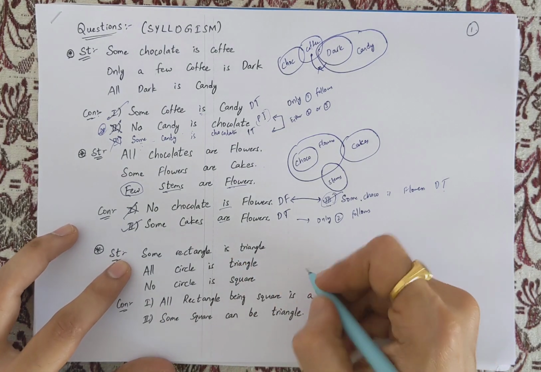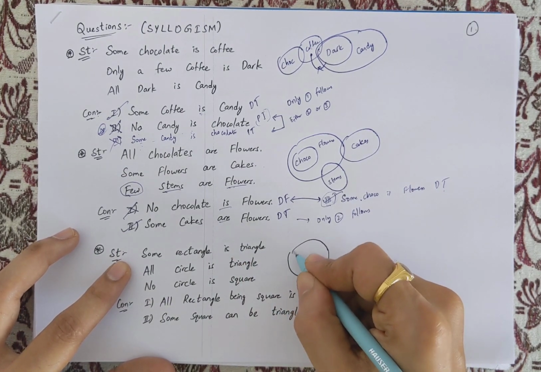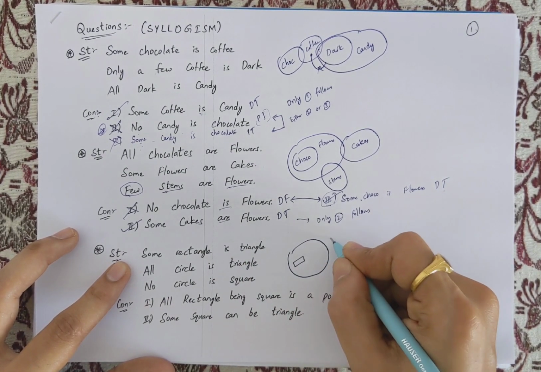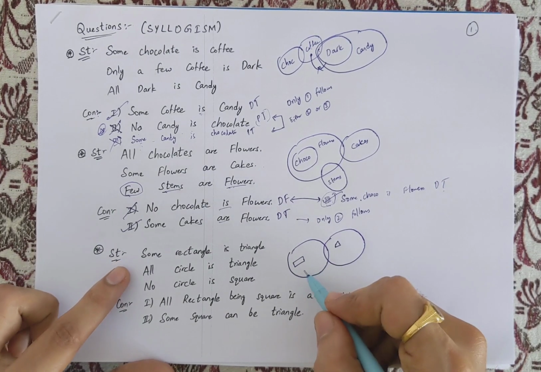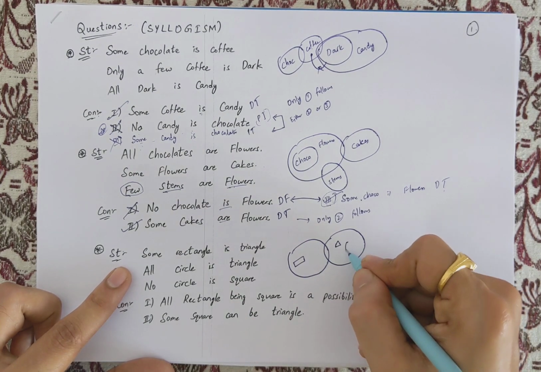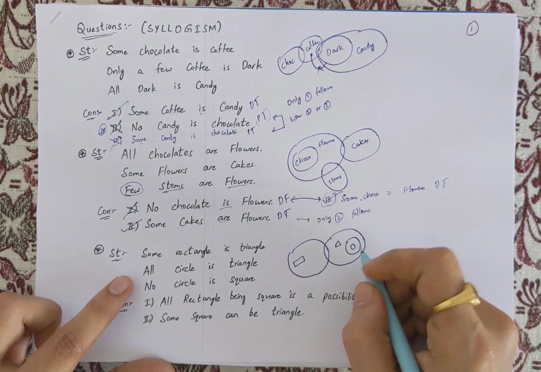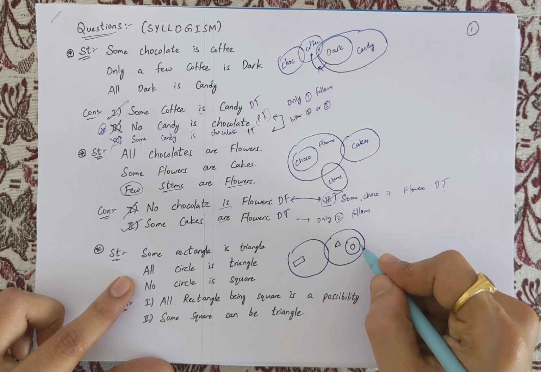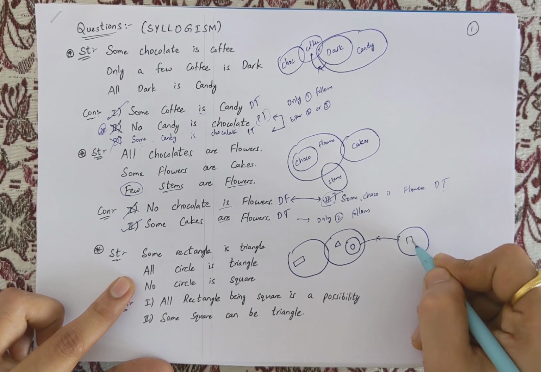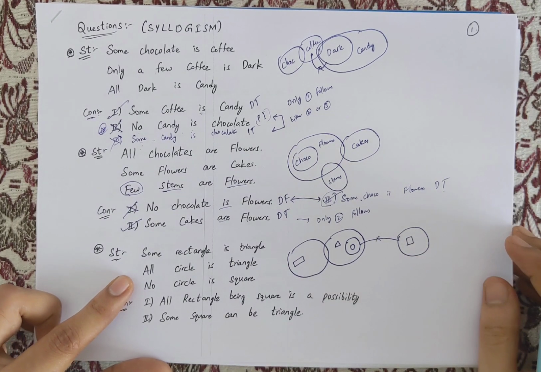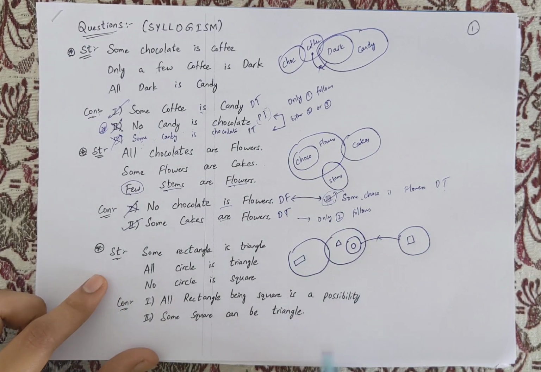Similarly, some rectangle is triangle. All circle is triangle. No circle is square. He is saying a relation between circle and square. Okay, we have drawn the diagram. Let us see the conclusions.